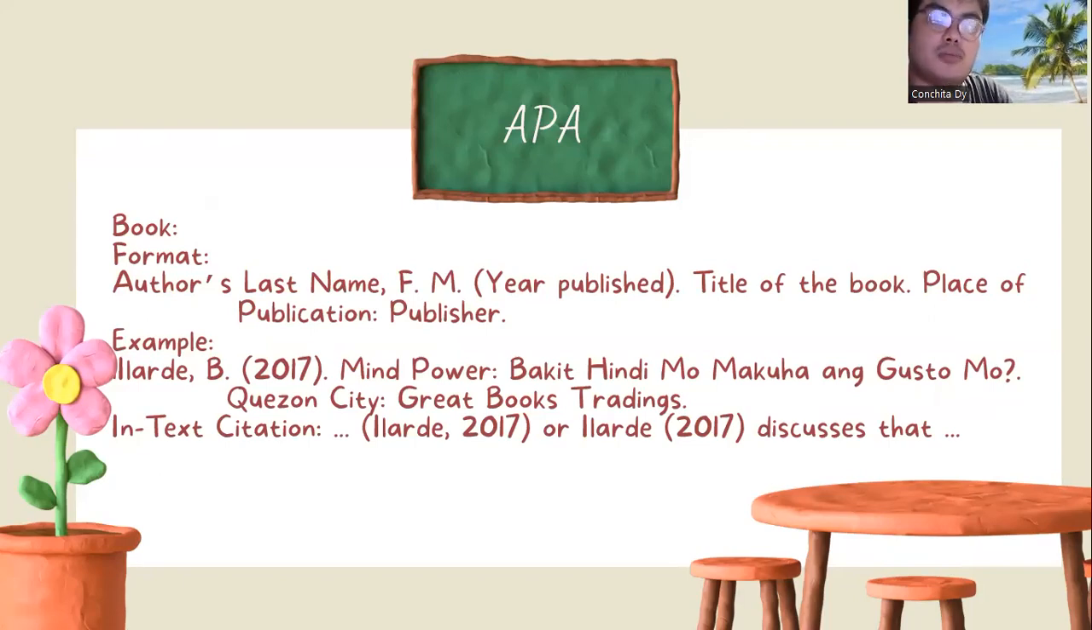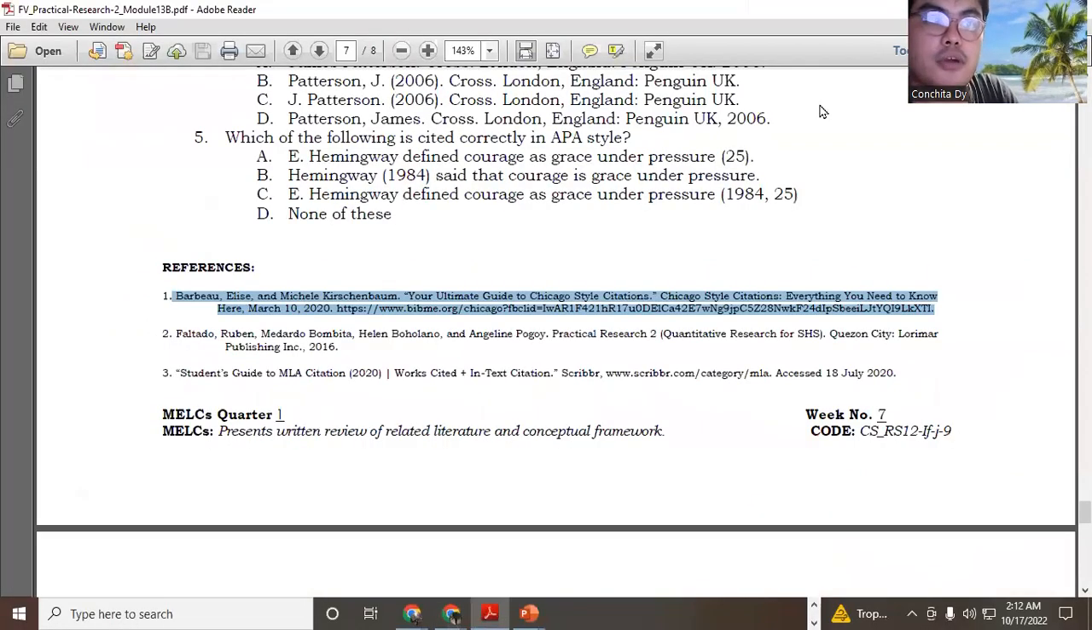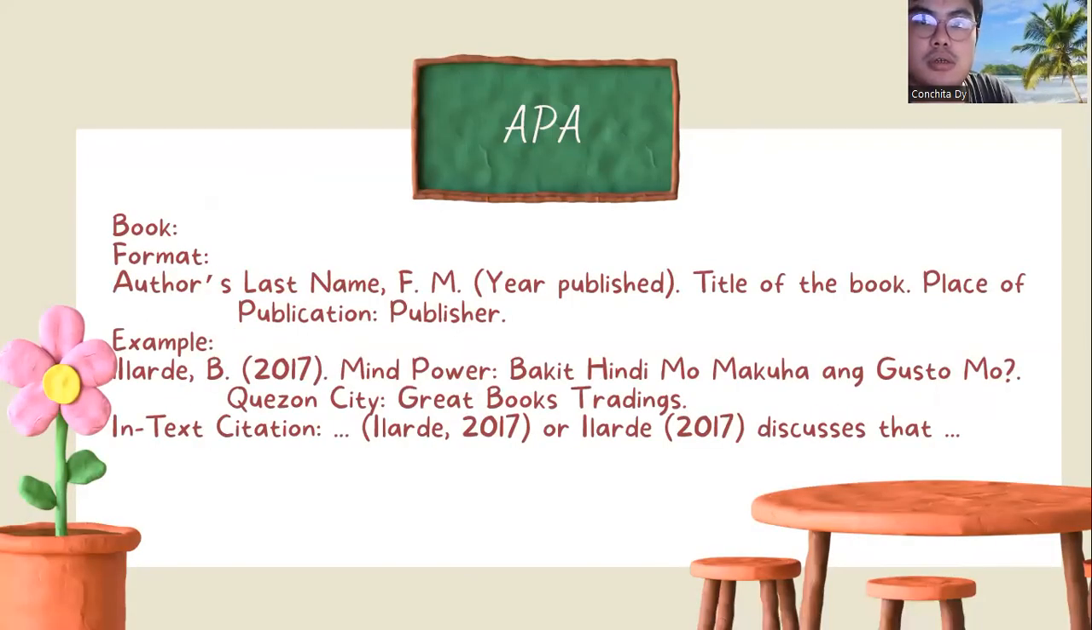Ito yung format sa book. More on behavioral sciences siya, more on social sciences, more on education siya. So, ito yung format sa APA. As you see, mauna ang last name, tapos first initial, tapos year published, title of the book, then place of publication, then publisher. So, here is the example.